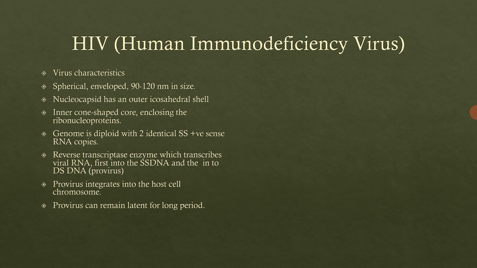So this reverse transcriptase enzyme transcribes the viral RNA into single stranded DNA and then into double stranded DNA. That double stranded DNA transcribed from the HIV genome is called the provirus, and this provirus can remain latent in the patient's body for a very long time. Now the provirus can integrate into the host cell chromosome, and once it integrates there, it will multiply and can remain latent for a longer period.